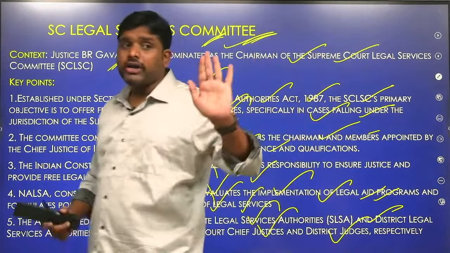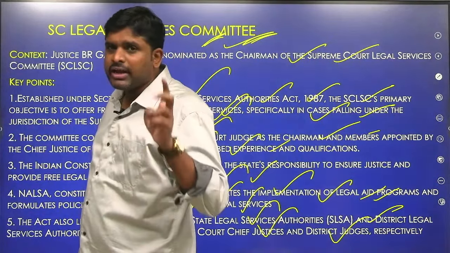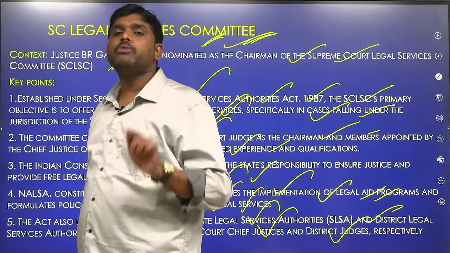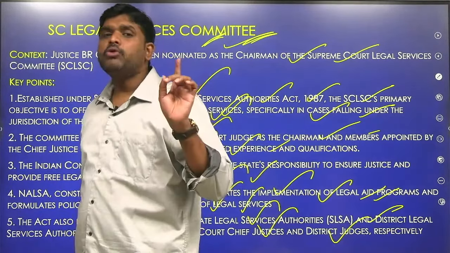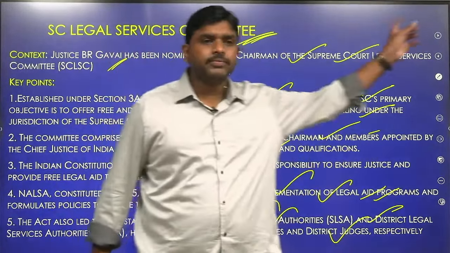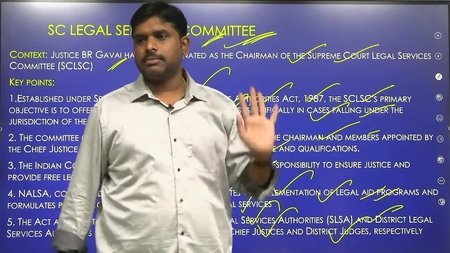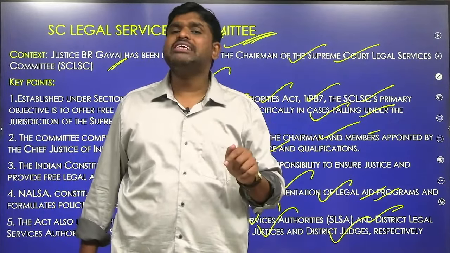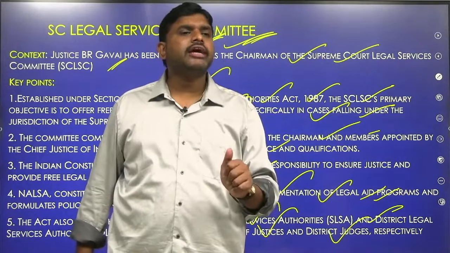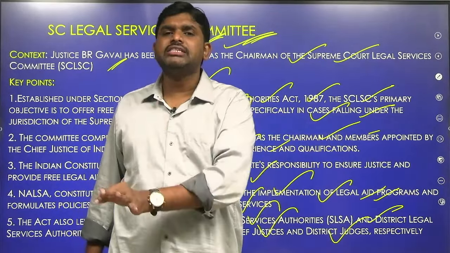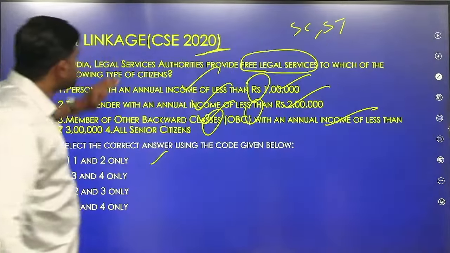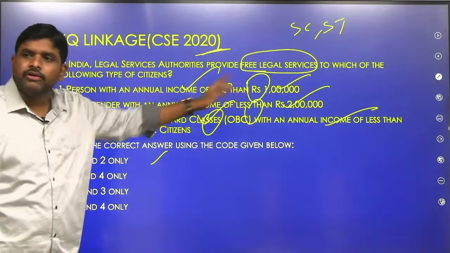So, according to the act, it is at the Supreme Court, it is at the High Court. However, after the act, they also made it so that free legal services should be provided at district level. So, at Supreme Court, who will be looking over the free legal services? Supreme Court Legal Services Committee. Similarly, at High Court there will be a Legal Services Committee, at District there will be a District Legal Services Authority, which come under the Legal Services Authorities Act of 1987, whereby NALSA came into existence in 1995. Why I asked this? Because in 2020 there is a question on free legal services.